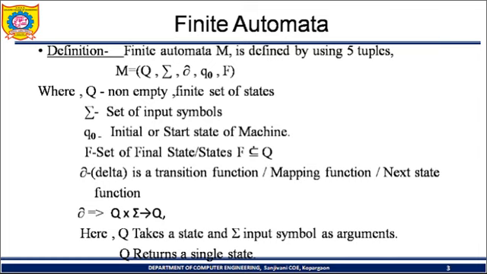And delta is the transition function, mapping function or next state function. Here delta is represented as current state into current input alphabet, and we get the next state as an output.